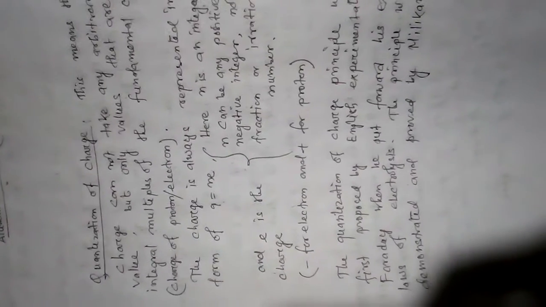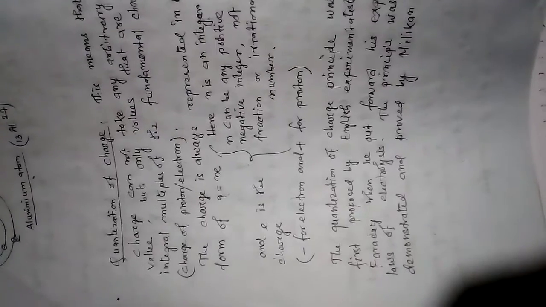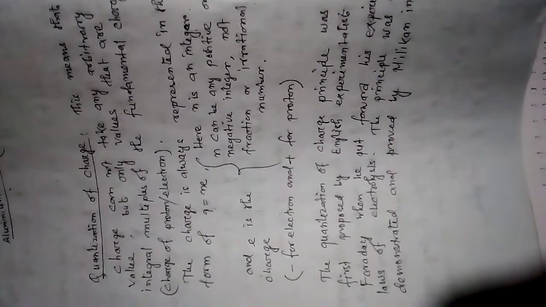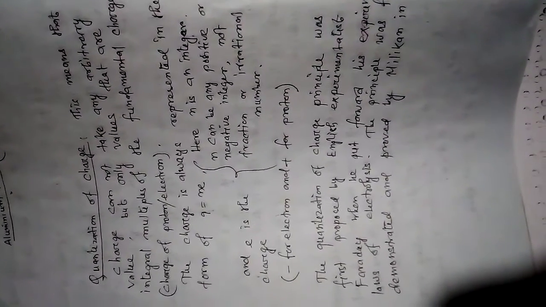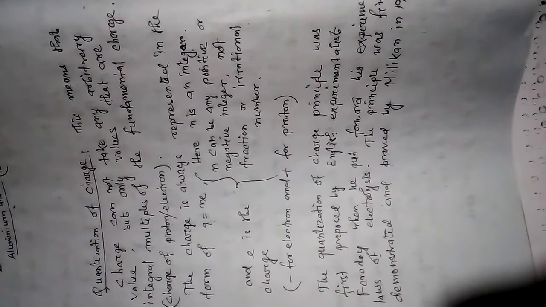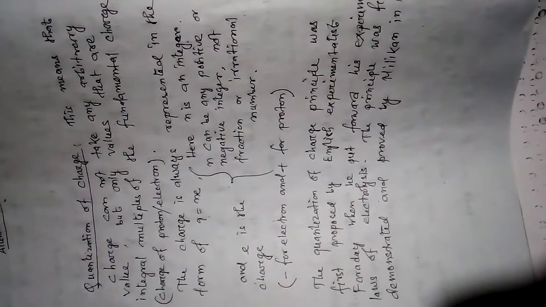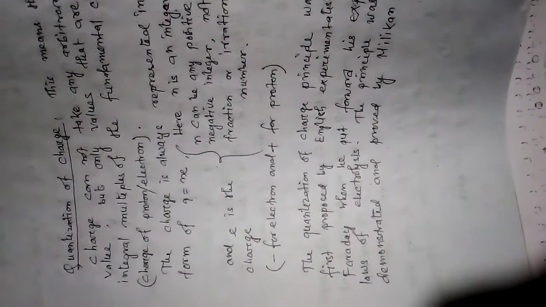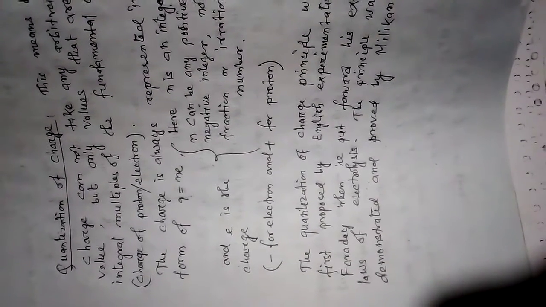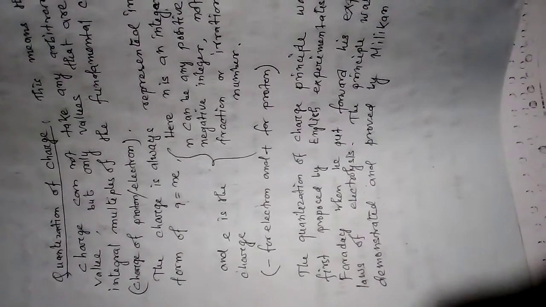Next is quantization of the charge. This means that charge cannot take any arbitrary value, but only values that are integral multiples of the fundamental charge. We can take the charge of a proton or the electron. The charge is always represented in the form of Q equals n e, where n is an integer and can be any positive or negative integer, not a fraction or irrational number, and e is the charge of the electron. This is negative for the electron and positive for the proton.